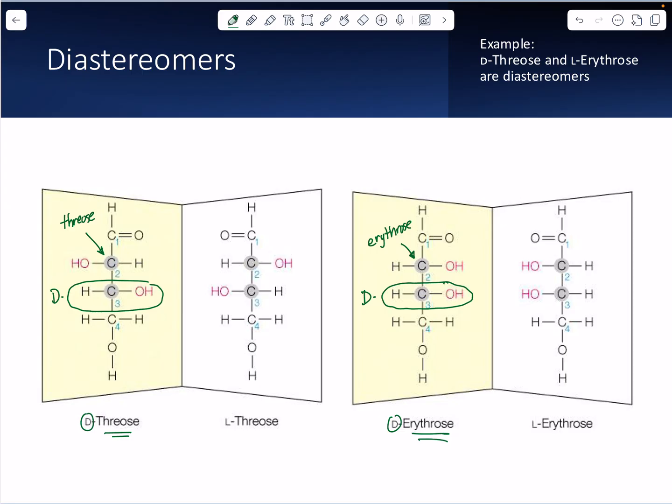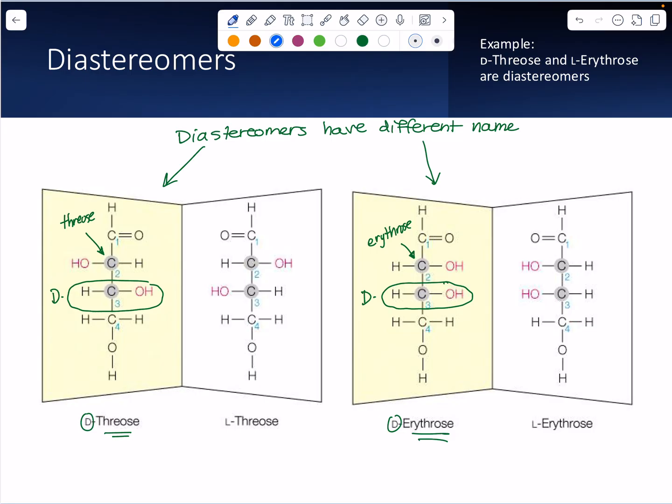Here we see that diastereomers are going to have different names. But remember that these two are enantiomers of one another. These guys are also enantiomers.